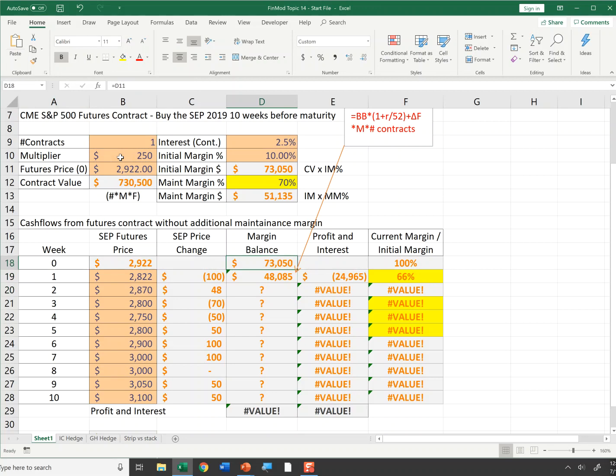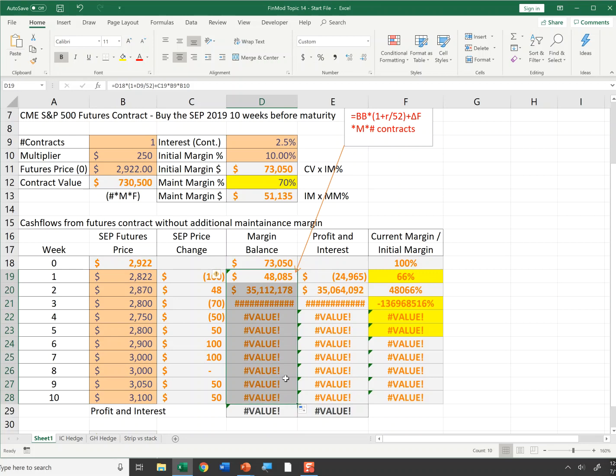So actually our margin balance is going to fall by about $25,000 because the futures price fell 100 and we have 250 as a multiplier. So I'm actually down $25,000 after 1 week. And also notice that the margin balance fell to $48,000, which is below the maintenance margin of 51. So really what I need to do is deposit another amount of money to get it back to 73,050. But let's ignore margin calls for now and just see what would happen if there were no margin calls.